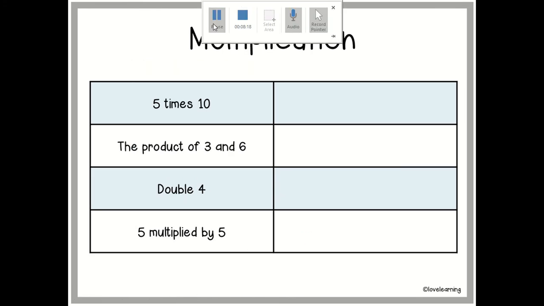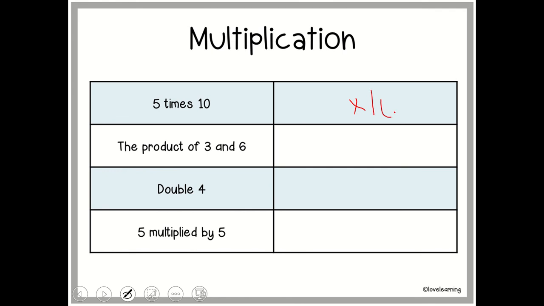Next, let's look at multiplication. Our first one says 5 times 10. I know that the word times means to multiply, so I would simply write 5 times 10. The next one is the product of 3 and 6. I know that when I multiply, I find the product, so I would write the expression as 3 times 6.